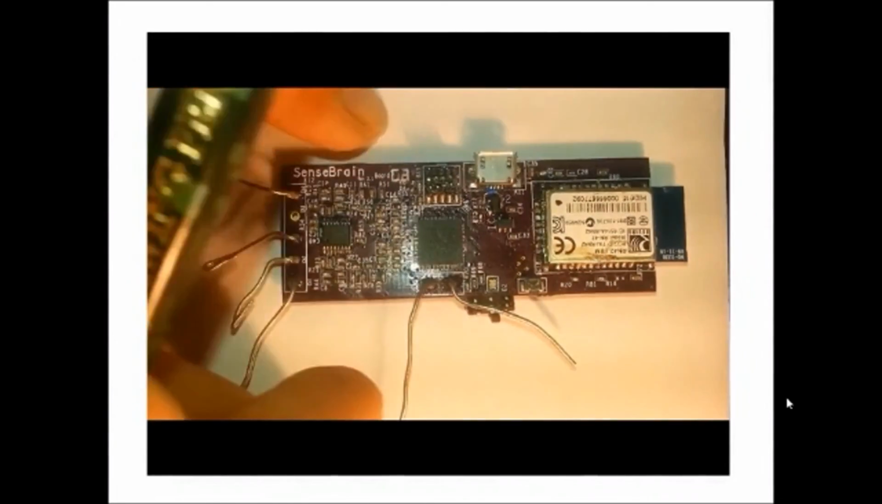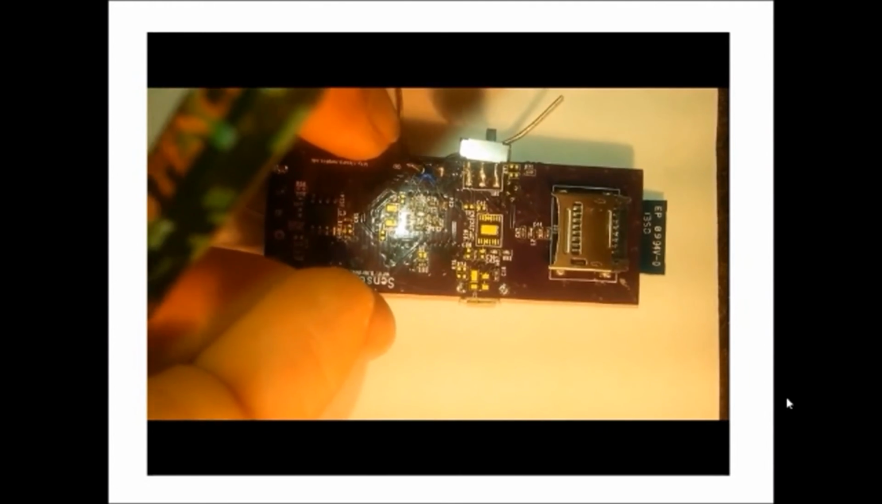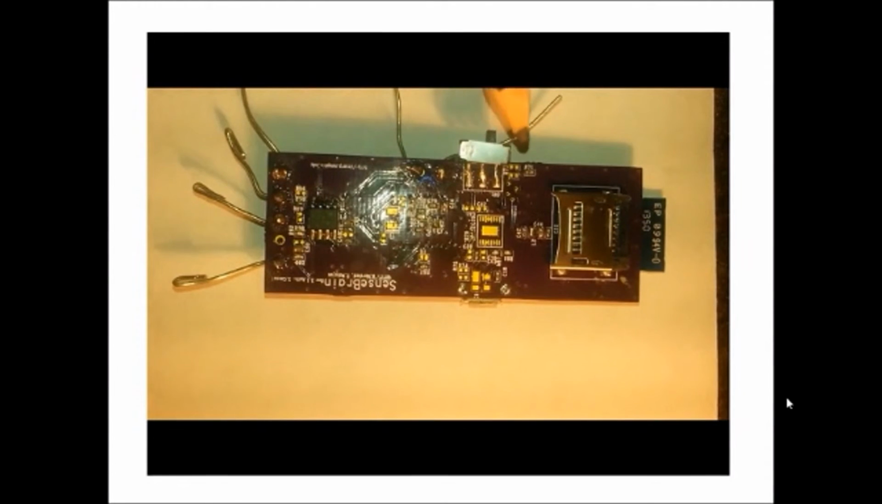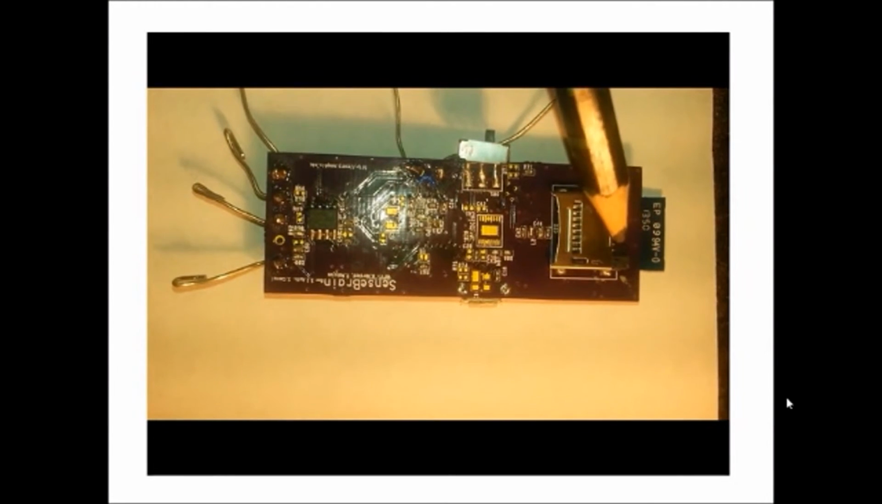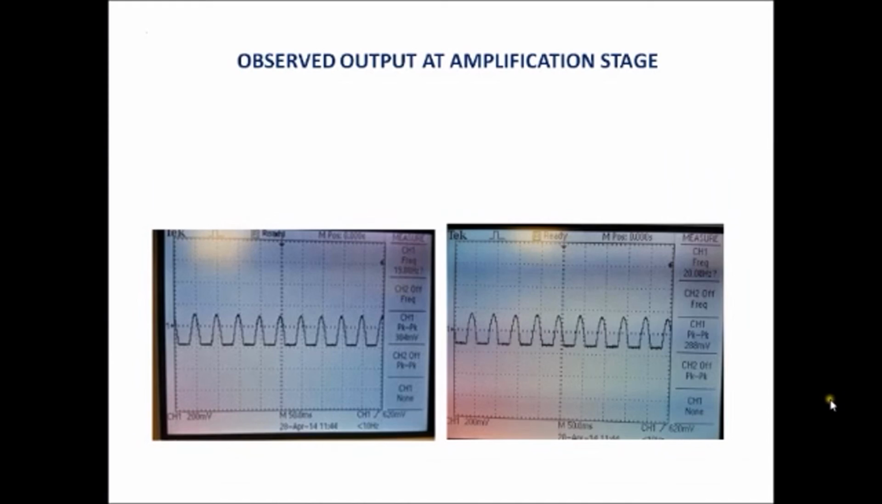Let me flip this board over for you. On the back you see more components with a switch and also the slot where the memory card goes in. This is the output I observed at the final amplification stage with an input of 5 millivolts. You can see that the output is saturated because the input is too high for its range.